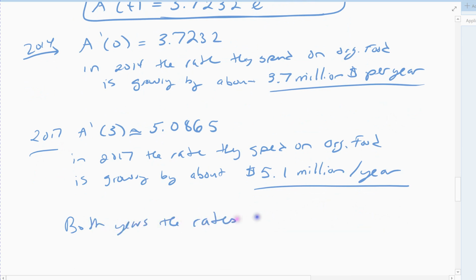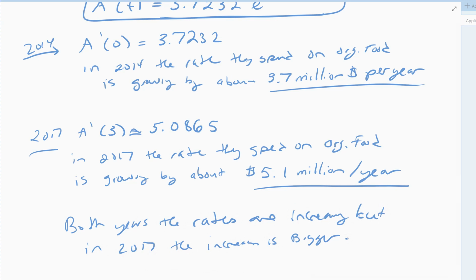all right, so both years, the rates are increasing, but in 2017, the increase is bigger, or however you want to word it. It's a faster rate of growth, right? It's 3.7 million in 2014. It grew, so that's how fast it's growing by. In 2017, it's 5.1, which is a bigger growth.